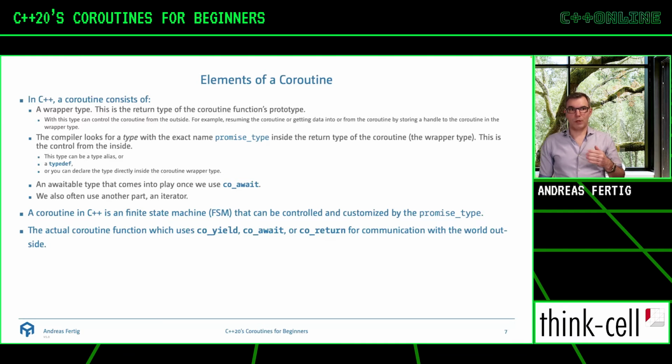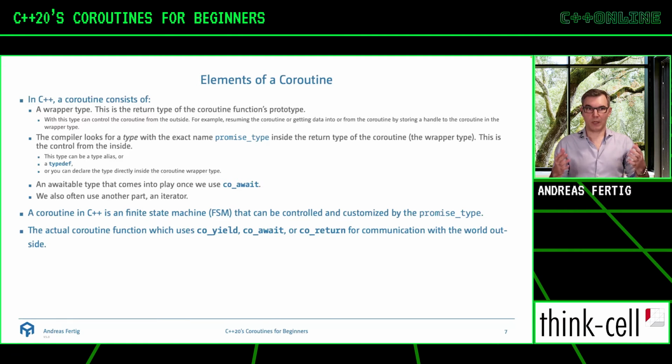So that means we have to talk about the parts a coroutine consists of in C++. The first thing that is a must is a wrapper type. This is the return type of the coroutine function's prototype, or the thing that your function returns. This type, this is what I call a wrapper type. With this type, we can control the coroutine from the outside world. So for example, we can resume the coroutine or get data out from it that the coroutine previously yielded to us. This is based on the assumption that this wrapper type stores a handle to this coroutine.